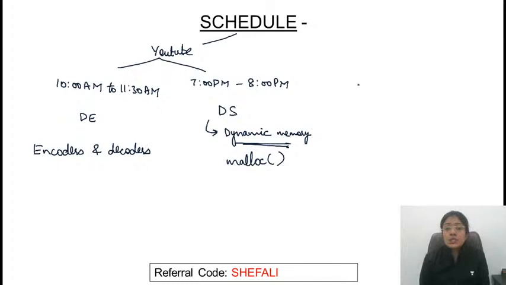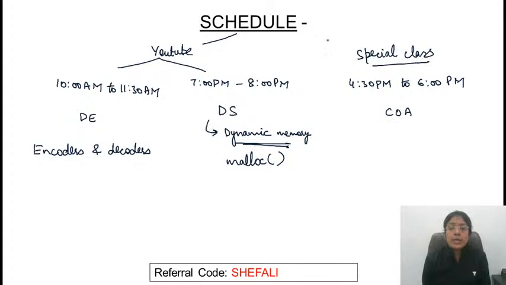And apart from this, third session will be at 4:30 p.m. to 6 p.m. in which I'll be covering the concepts of computer organization and architecture. This will be a free special class. Special class कौन सी होती है? Which is taken on the Unacademy platform. But definitely these are also the free classes. This is also a free class, so any one of you can attend this session.